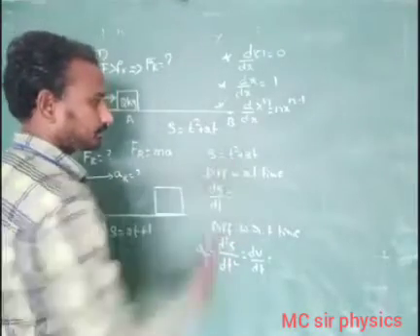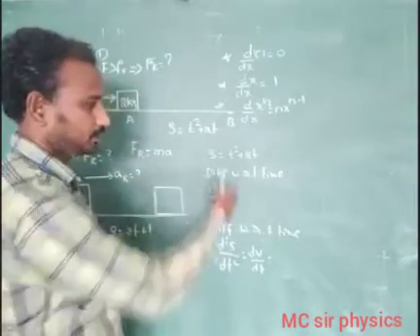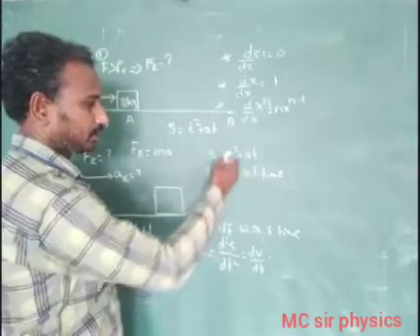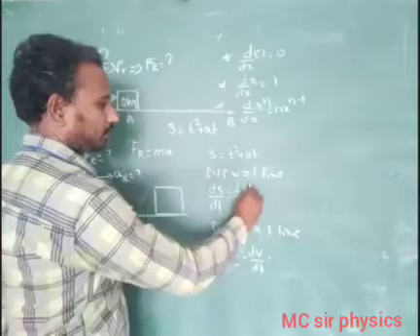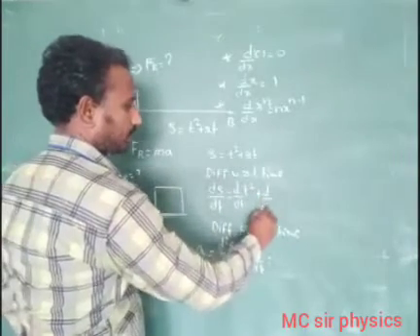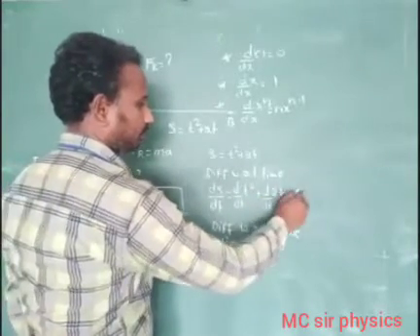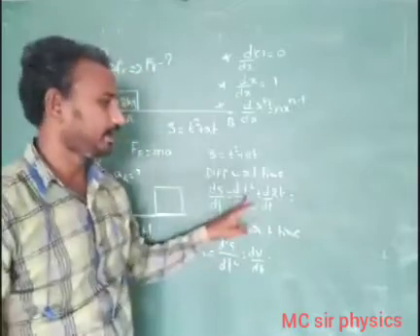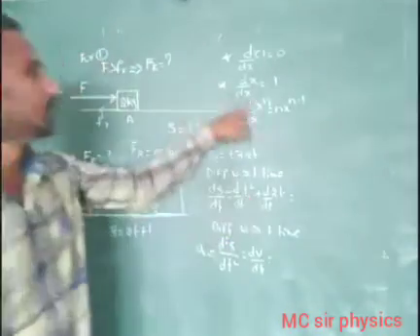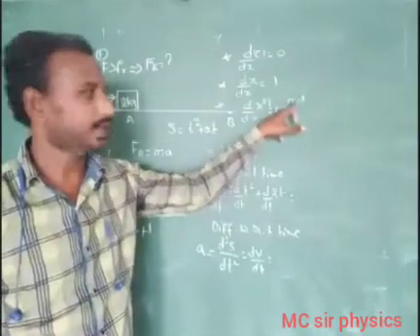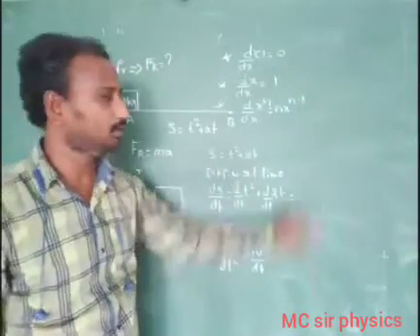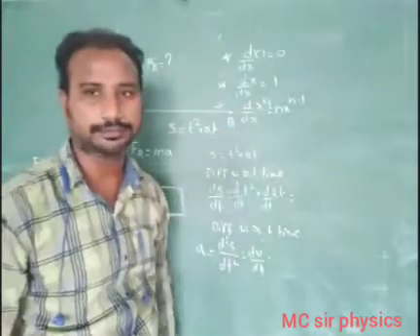Okay, you can explain this point once again. Just observe here: d by dt of t square plus d by dt of 2t. d by dt of t square value: d by dx of x power n, how much? n into x power n minus 1. The power value is reduced by 1.